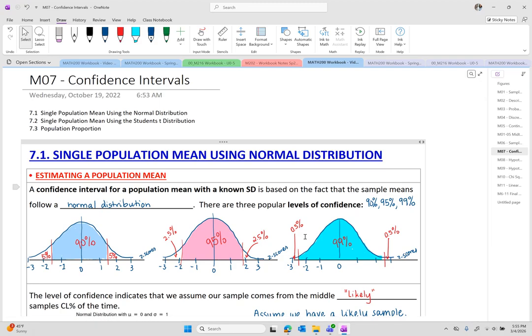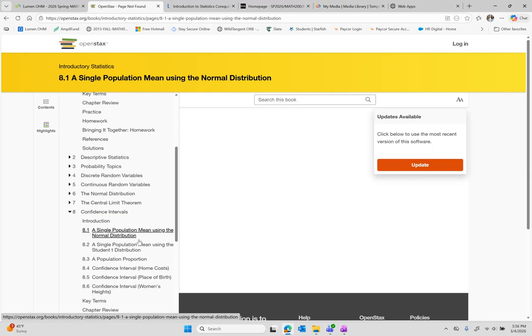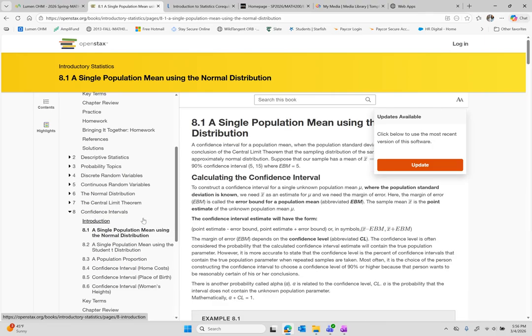In this video, we will start an introduction to confidence intervals. And first, before we start actually creating the confidence intervals, we will discuss the process of and the thinking behind obtaining a confidence interval. As a point of reference, if you are interested in the textbook sections, we are in Unit 8 of the Introductory to OpenStax book, and section 8.1 is what we will be doing here, which is a single population mean using the normal distribution.